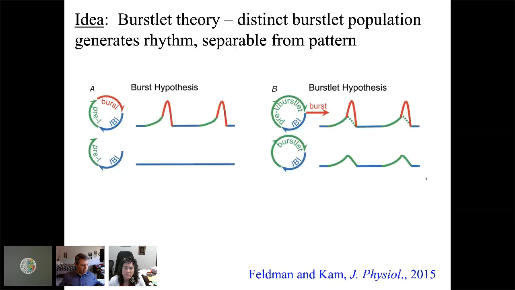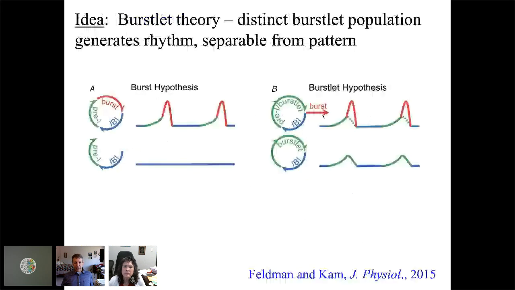Feldman and Kam introduced what they call the burstlet hypothesis, as an alternative to the burst hypothesis. So in the Butera work, the burst is an essential component of the rhythm. If you somehow block whatever's causing the bursting, you don't have a rhythm at all. The whole rhythmicity falls apart. In the burstlet hypothesis, it is the burstlets that are the rhythmic events, and then there's some other mechanism that decides whether burstlets are recruited to become full bursts or not.